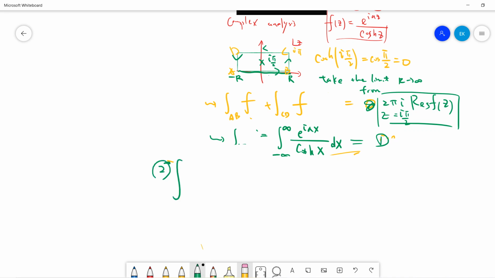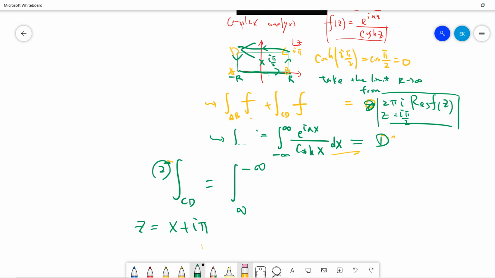And the second term is CD, right? So CD is here. Let's write down the parameterization of CD: z equals x plus i pi, and x still goes from infinity to negative infinity.